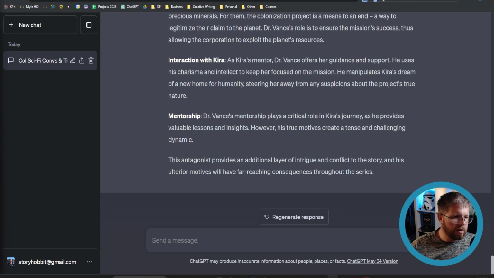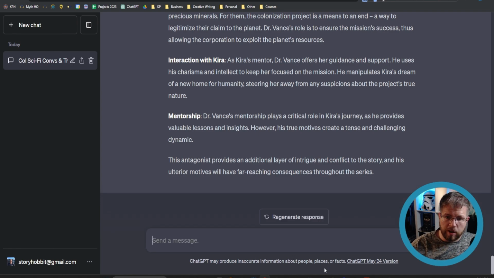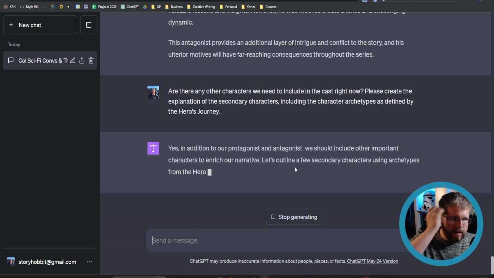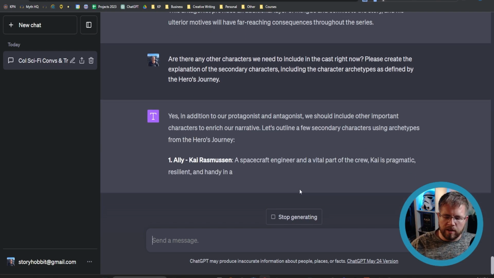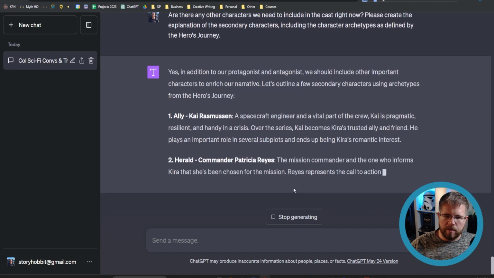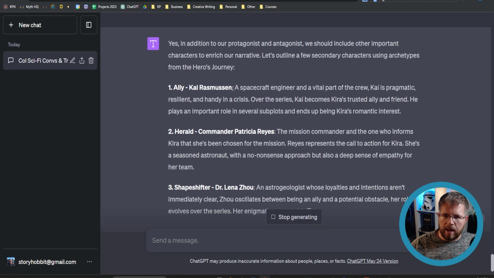And now we're going to move on to the next prompt, which is, are there any other characters we need to include in the cast right now? Please create the explanation of the secondary characters, including the character archetypes as defined by the hero's journey. I do love this reliance on the hero's journey because I feel like it's really hard to go wrong with the hero's journey. All right, we have Allie, a spacecraft engineer and vital part of the crew.